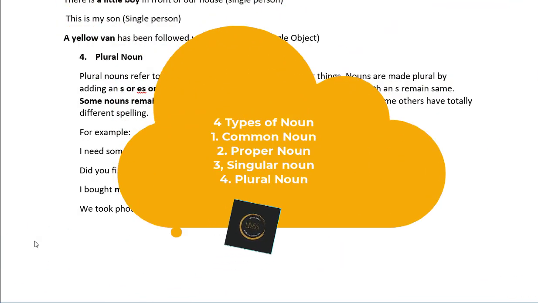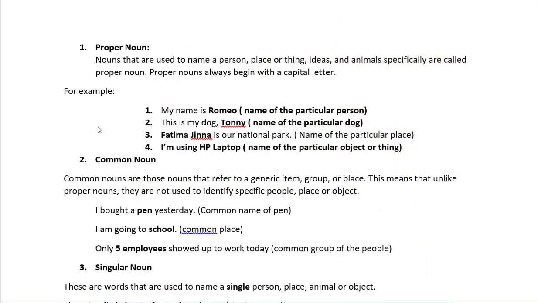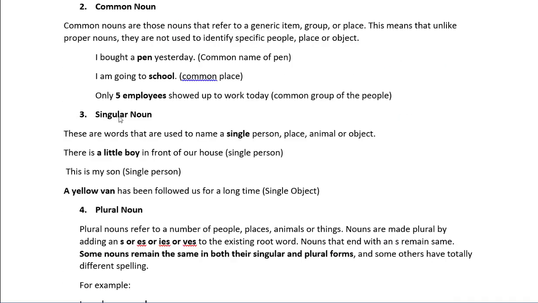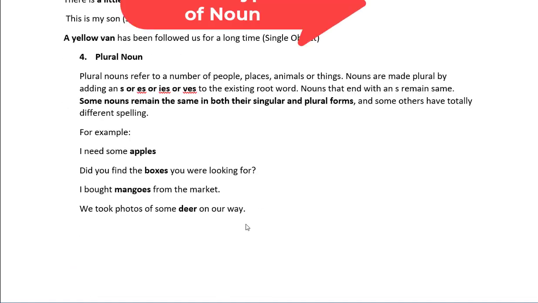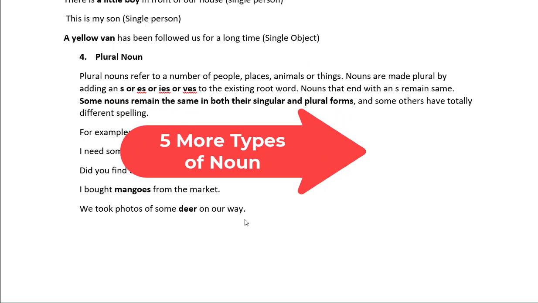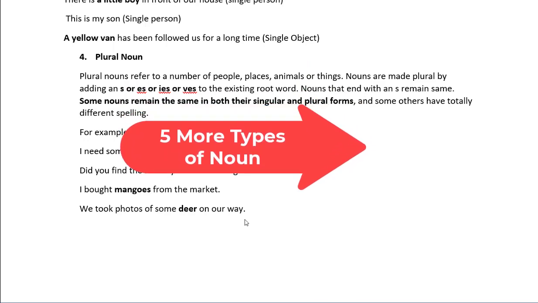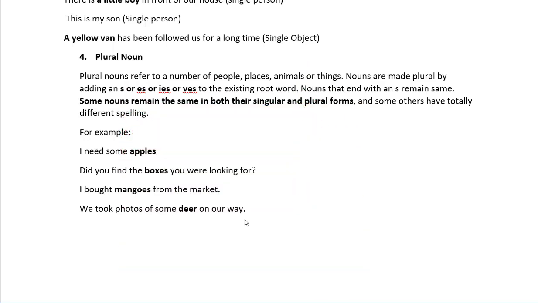Yesterday we read about four types of the noun, in which we studied proper noun, common noun, singular noun and plural noun. So today we are going to learn the five other remaining types of the noun. Let us move to learn the remaining five types. The fifth type is what?